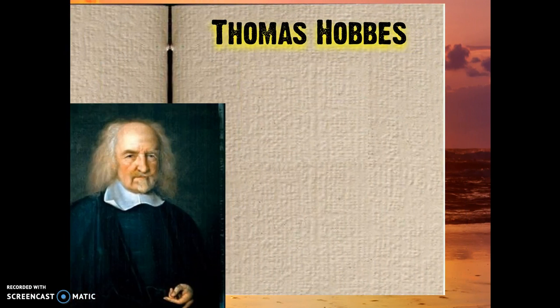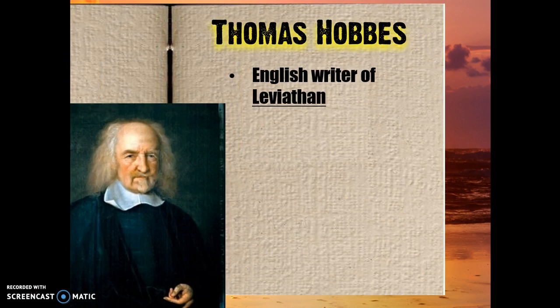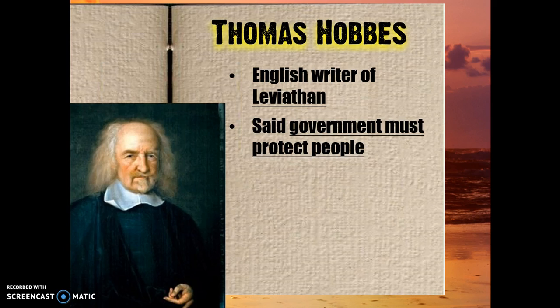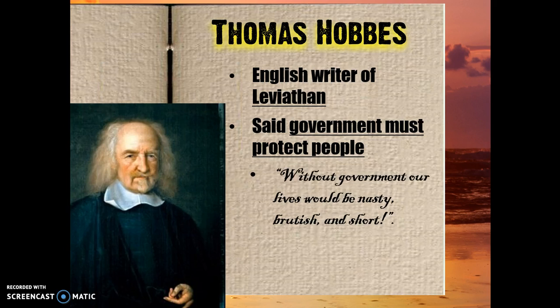Thomas Hobbes, we've mentioned him before. He's the one who believed that people were naturally born evil. He's an English writer of a book titled Leviathan, and he says that the government must protect people. And without government, according to Hobbes, our lives would be nasty, brutish, and short.